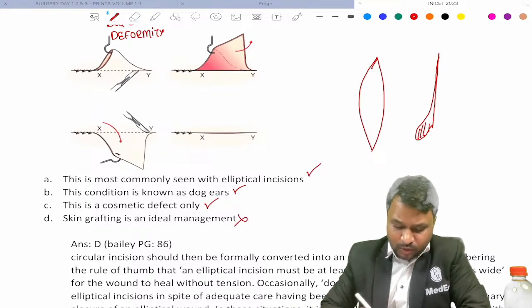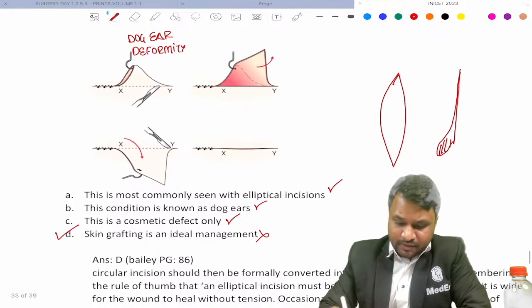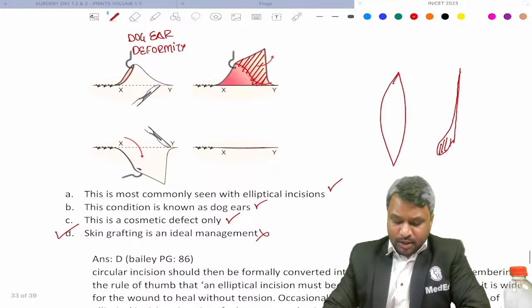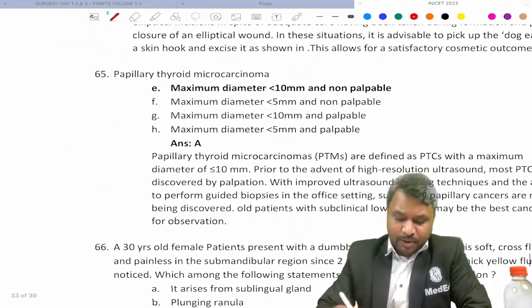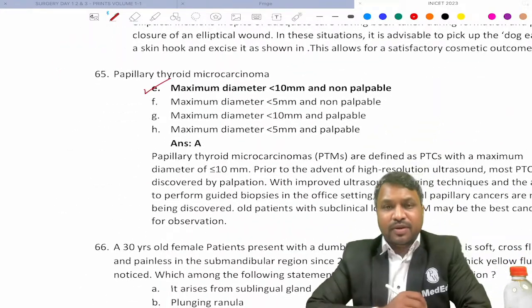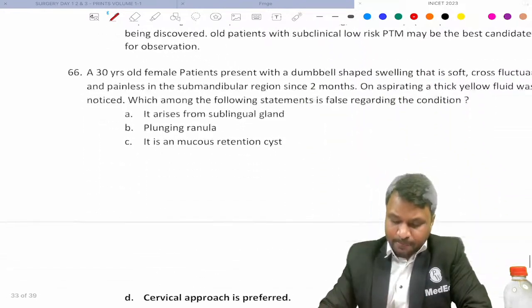Skin grafting, no, we'll only excise. You can see we have opened up, excise the redundant part. We are going to remove this end and then suture it, right? So skin grafting is not an answer. It is going to be excision. Papillary microcancer, we've already told, maximum diameter of less than 10 millimeters and non-palpable.